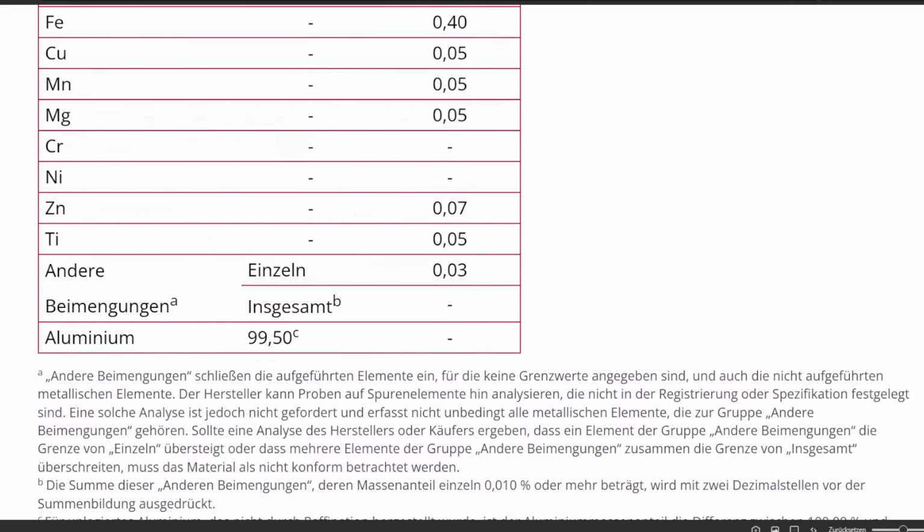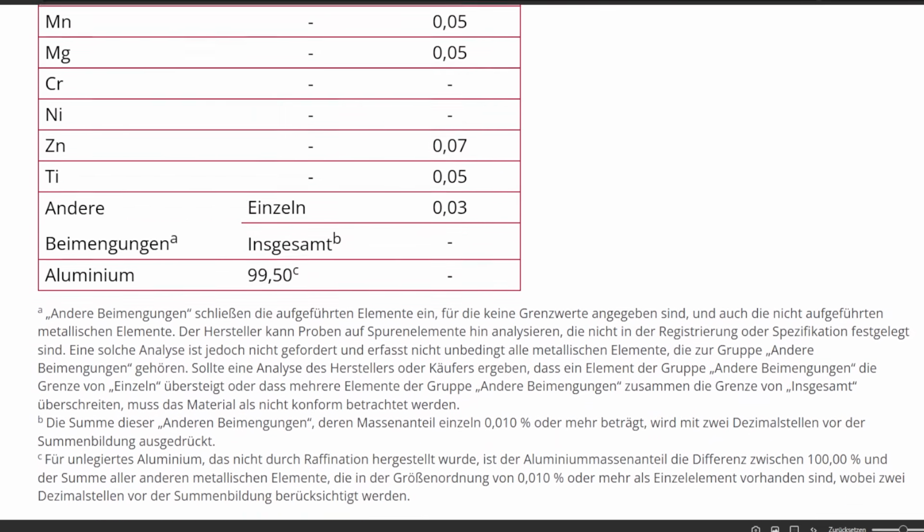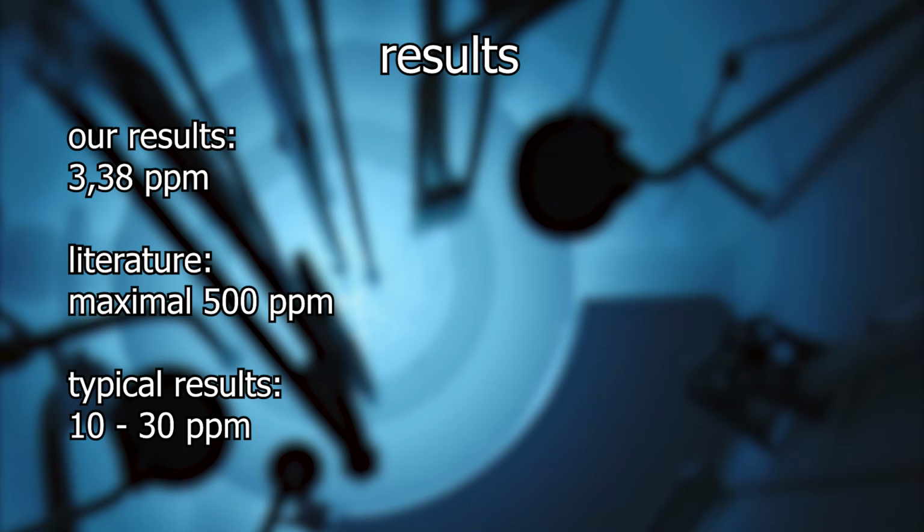3.38 parts per million is actually quite low. It's low even by laboratory standards, where readings of 10 to 30 ppm are typical. But this depends heavily on the manufacturer of the aluminium foil used and will most likely have changed in the future for other practical course experiments.